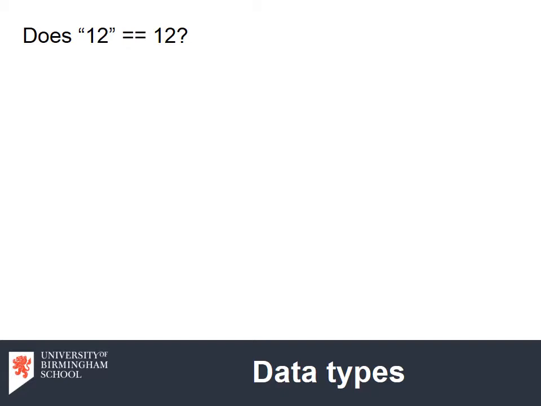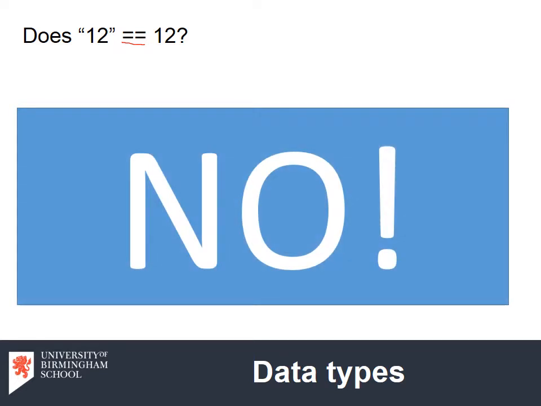So let's think a little bit about data types now. Here's a little question. Does 12 equal 12? When we have two equals signs in Python, that means is it the same as, so it's kind of like what we'd think of equals to be in real life. So what do you think? Is 12 equal to 12? The answer is no.